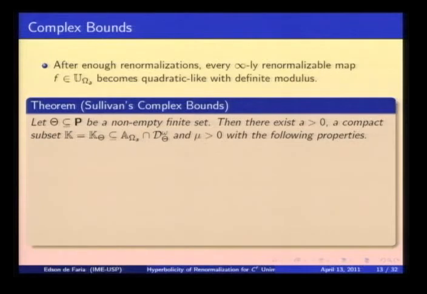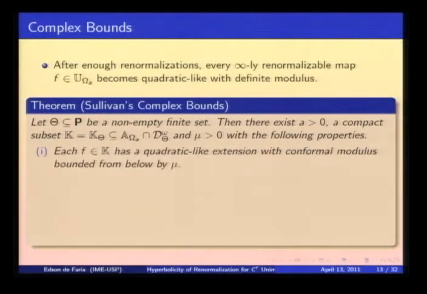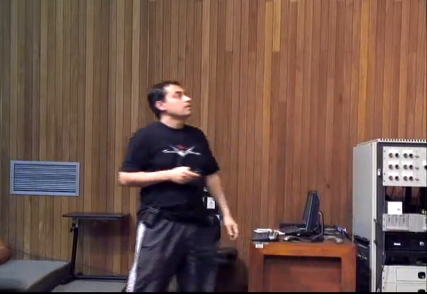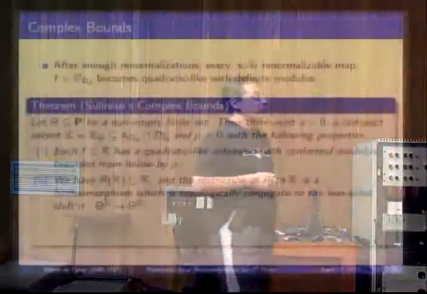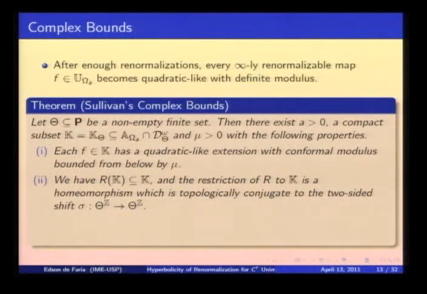So there exists a compact subset of this space and a positive number mu with the following properties. Every map in this compact set has a quadratic-like extension whose conformal modulus, the modulus of this difference, v minus u, is bounded from below by this constant mu. Second, the renormalization operator leaves this compact set invariant. And the restriction of R to K is in fact a homeomorphism which is topologically conjugate to a two-sided full shift on these theta symbols here.